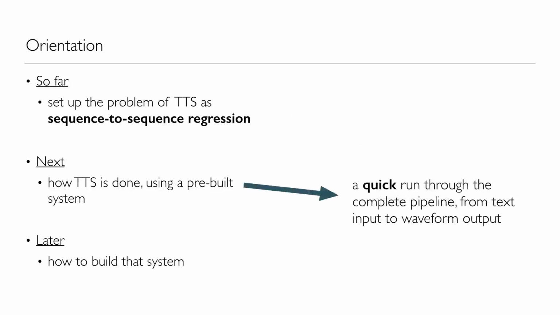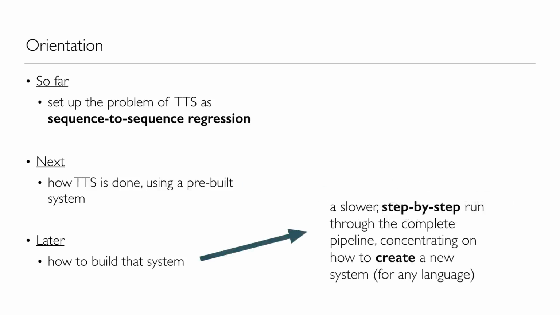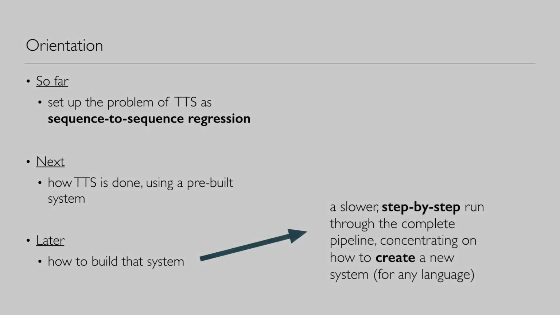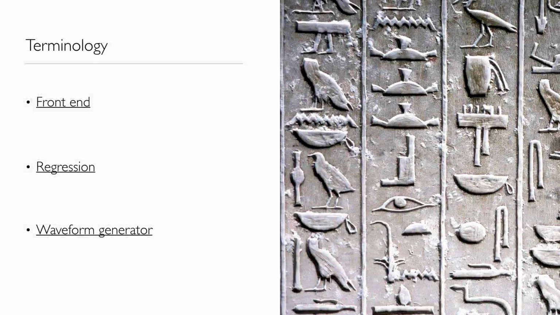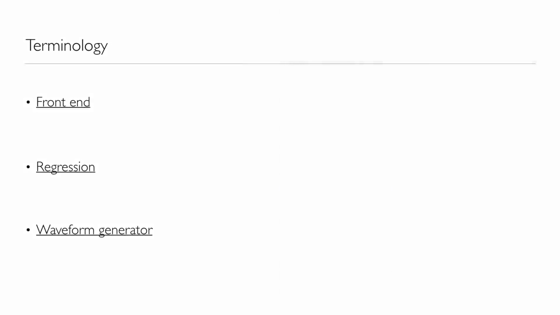So I'm going to now fly through the pipeline from text to speech, so you see all the parts, as if we'd already built the system, and then hand over to do that rewind of how to actually build that system. And that'll be slower, and it'll be step by step. So I've already introduced some terminology, so I'll be a little bit more careful about defining some of those terms as we're going through. I've said there's a thing called a front end.